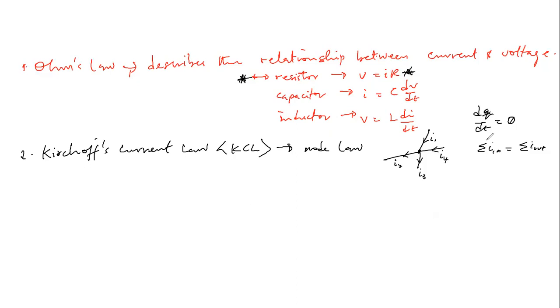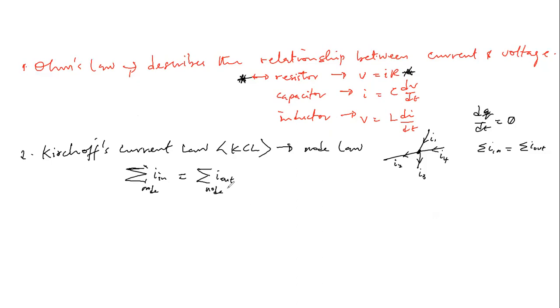This is Kirchhoff's current law. It says that the sum of current that flows into the node is the same as the current that flows out of that node. So we call it the node law. Okay, it's a node law.